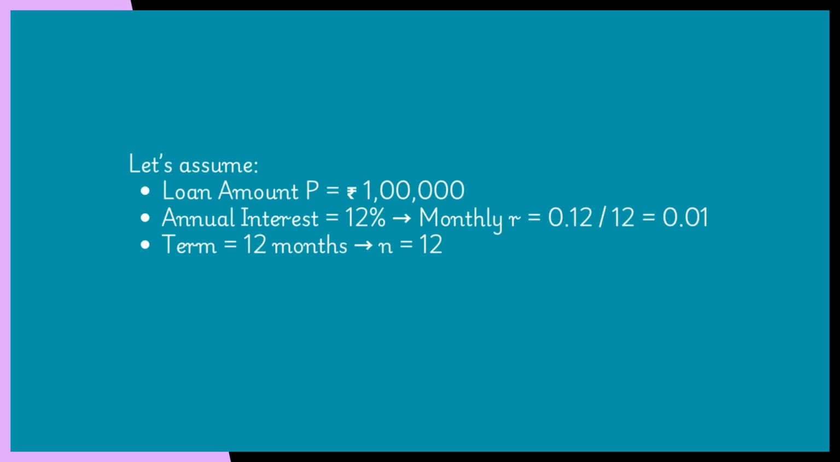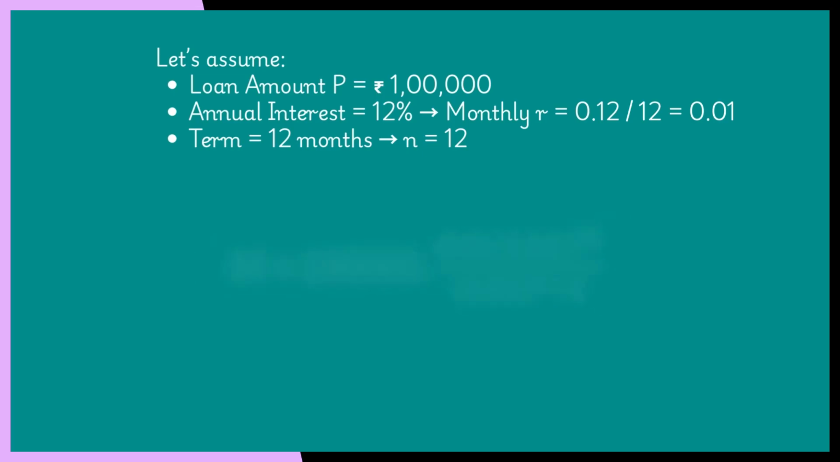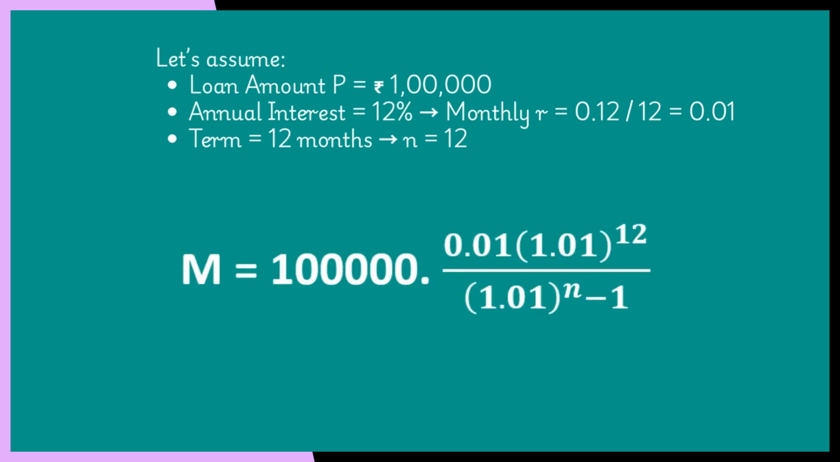For example, let's assume that you took a loan of rupees 1 lakh and your annual rate of interest is 12%. So the monthly rate of interest would be around 0.01 and the term, or the total number of months, is 12. Let's plug these values into the formula and we will get around 8,884.17. So your EMI is about 8,884 per month.